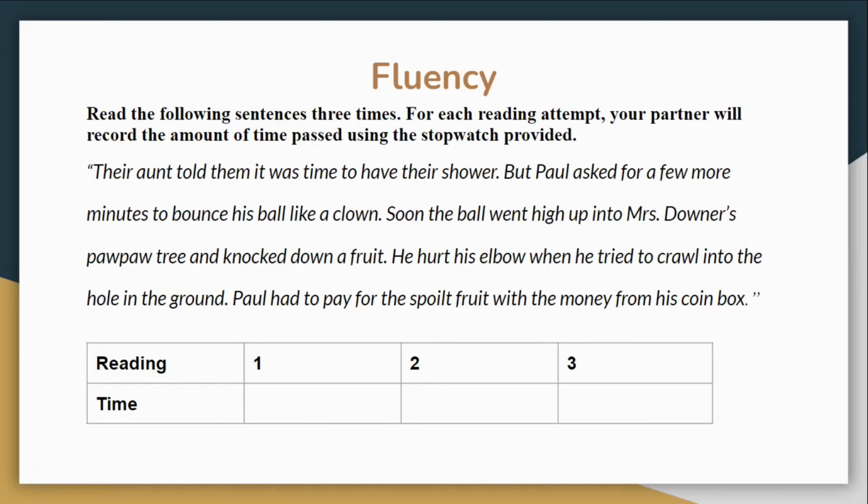The sentences read: Their aunt told them it was time to have their shower, but Paul asked for a few more minutes to bounce his ball like a clown. Soon the ball went high up into Mrs. Downer's pottery and knocked down a fruit. He hurt his elbow when he tried to crawl into the hole in the ground. Paul had to pay for the spoiled fruit with the money from his coin box.